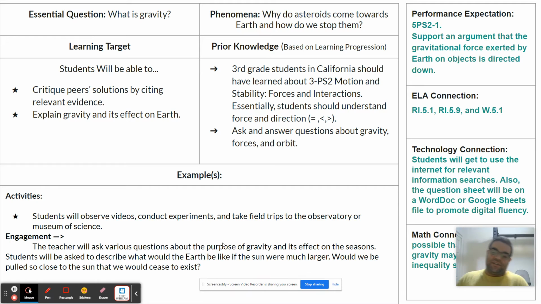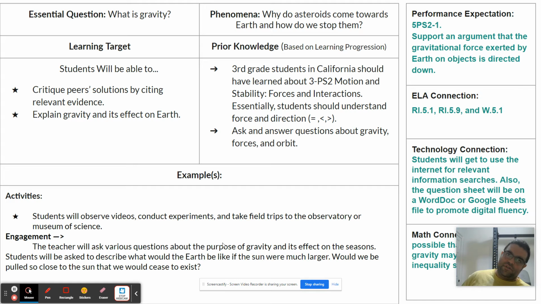A big question here that I thought of was the teacher could ask the students about the purpose of gravity and its effect on the seasons. This is pretty critical thinking here, but essentially gravity and the seasons tie in together because, again, we go around the sun.